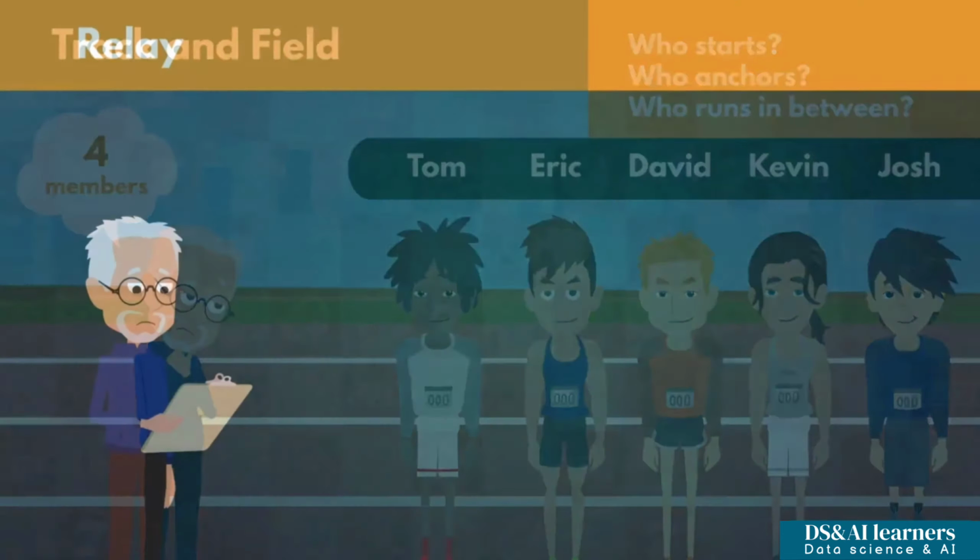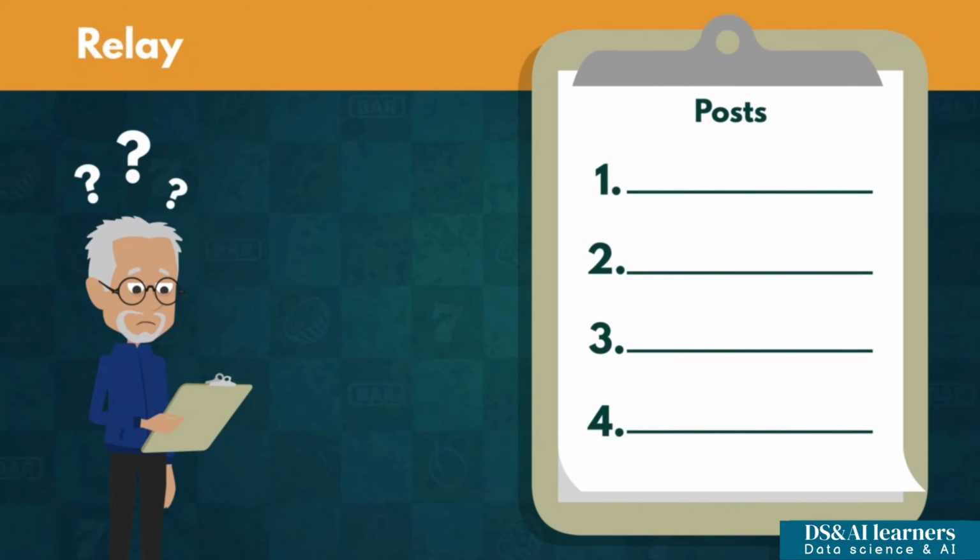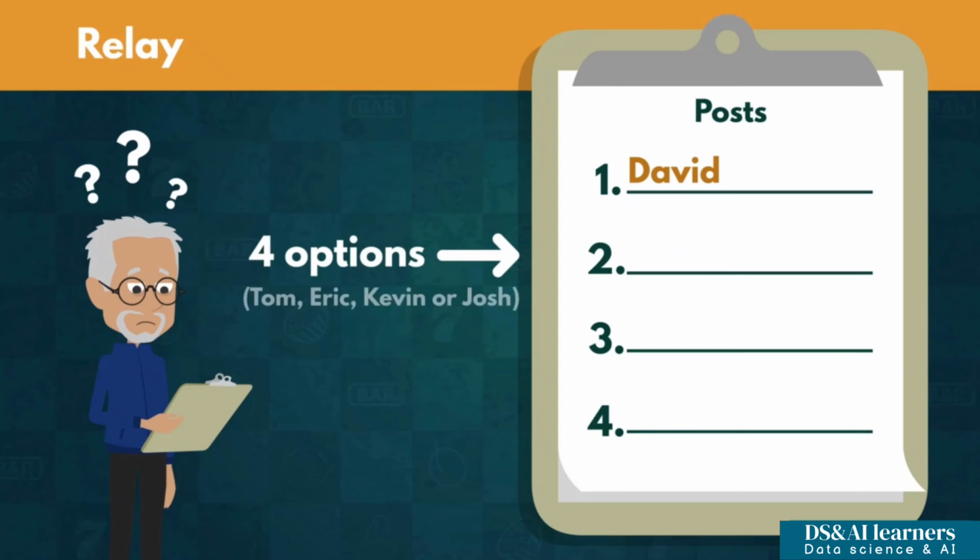Okay, we have 5 members in the team, which means 5 different scenarios for who we want to start. Let's say we know that David is the best guy for the job. That decision leaves us with only 4 options for who gets the second position, namely Tom, Eric, Kevin, or Josh. Suppose we chose Josh to run after David.